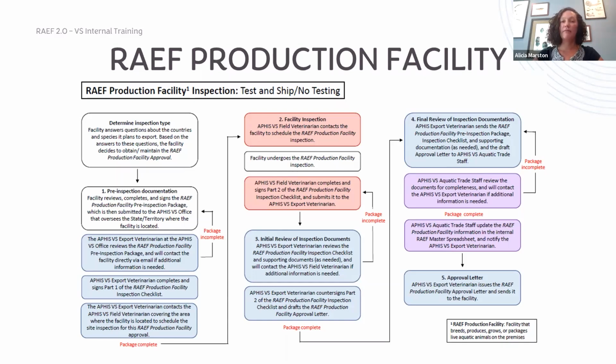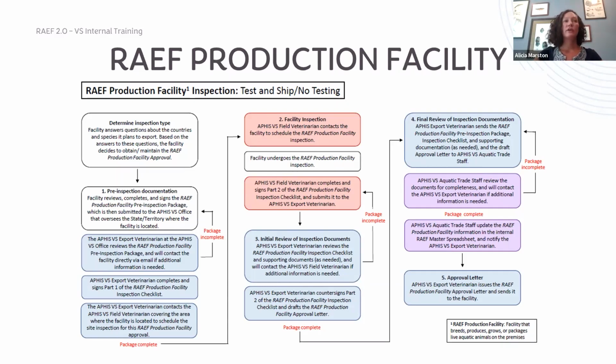So we have those two questions that we talked about in the decision tree, which will also be on our website, which is the facility needs to determine, are they going to any countries that require RAEF approval, and or are they having to meet premises freedom to go to any of those countries? So let's say this facility has decided, yes, we need to meet RAEF for at least one of our markets. So we need to be RAEF approved, but we don't have to meet prem freedom.